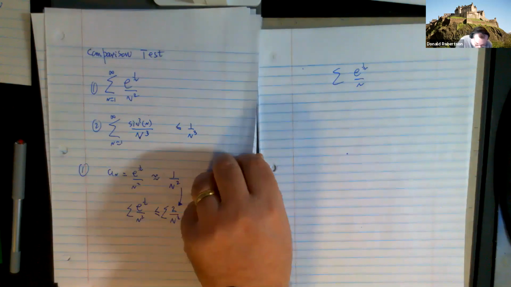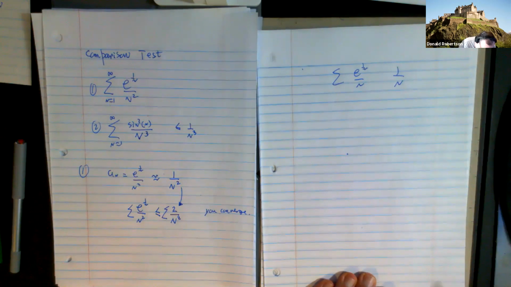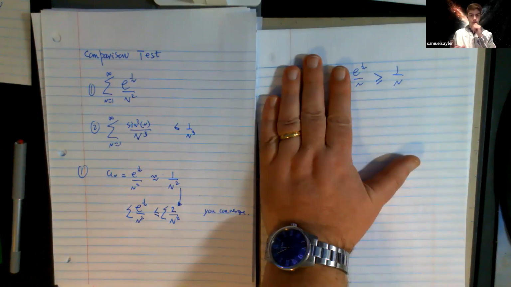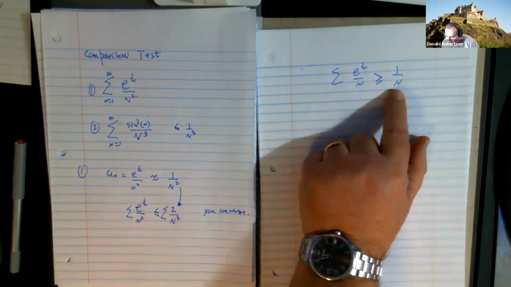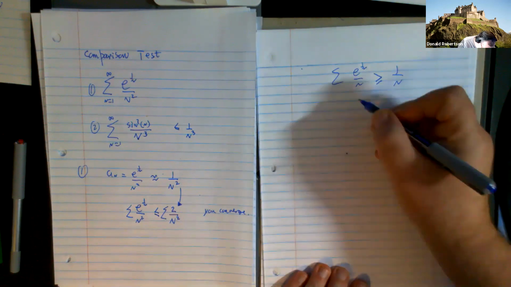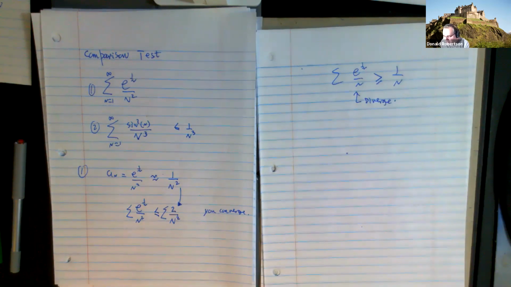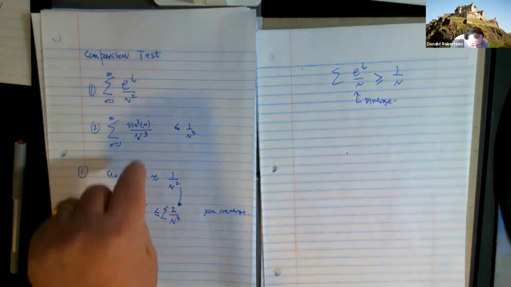Take that guy. Now, he behaves like him. Would you agree that that's true? Yeah. Right? That diverges. Isn't he bigger than something that diverges? So the comparison test says you diverge. But the comparison test should only be used in situations where typically the top is something weird.